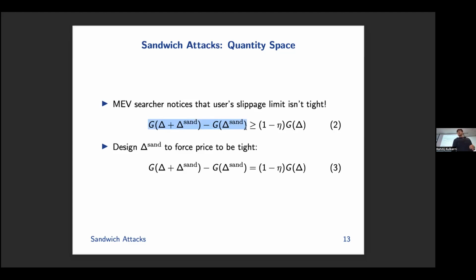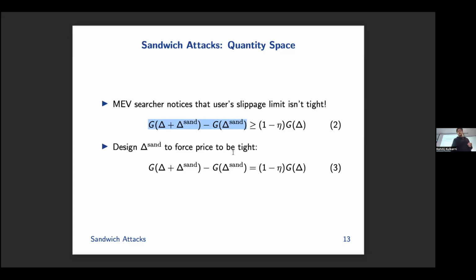And then if you design a delta S to make the left-hand side of this equation exactly equal to the right-hand side, and the right-hand side was how much they were willing to accept, then they must be willing to accept the left-hand side as well. And this left-hand side can be converted into a profit for the sandwich attack.